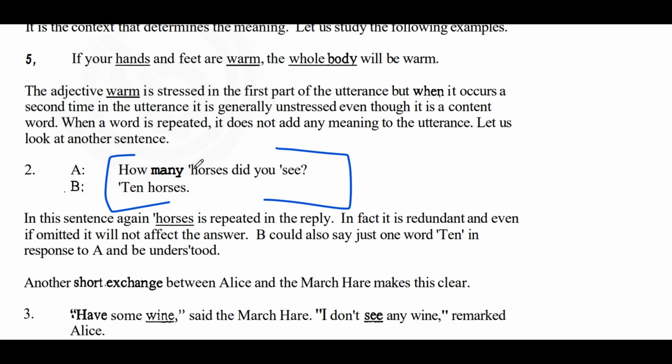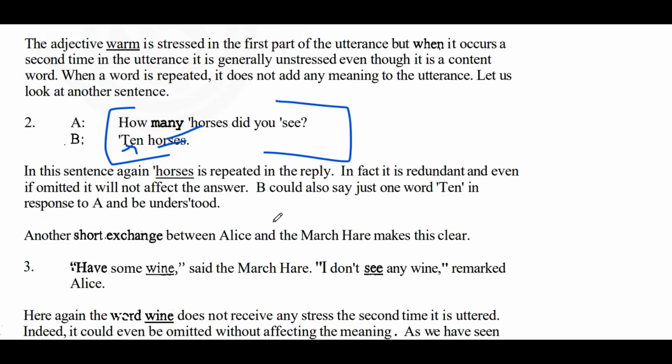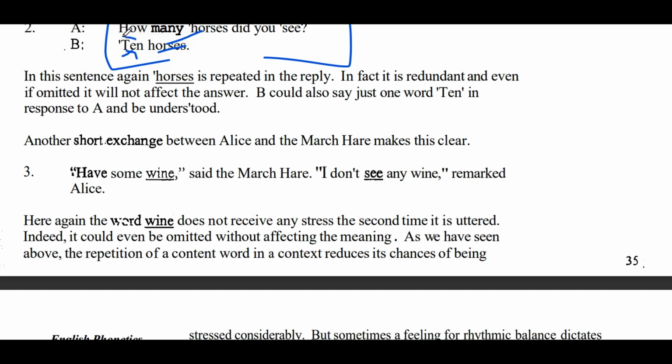So for example, if I ask you a question, how many horses did you see? Then I would say, 10 horses. Okay. Why? Then I would be focusing on 10. Why? Because horses has already been talked about. We already know that this is what we're talking about. So even if I don't say horses, I would just say 10. It would still make sense. So in that case, you will be stressing on this information which is new, and you will keep the information which has already been given to you unstressed.